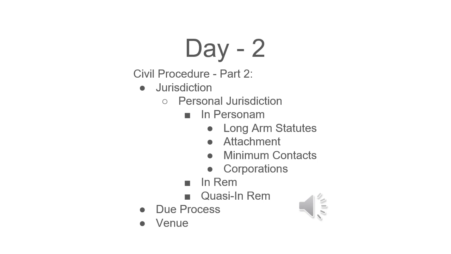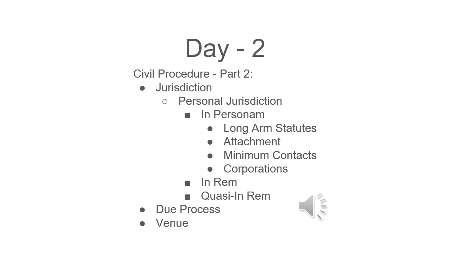This is part 2 of civil procedures. We're going to start with personal jurisdiction. Personal jurisdiction is power over the person and/or the property. It's governed by state statutes, meaning the federal court does not have independent statutes regulating personal jurisdiction. The federal court has state court personal jurisdiction.